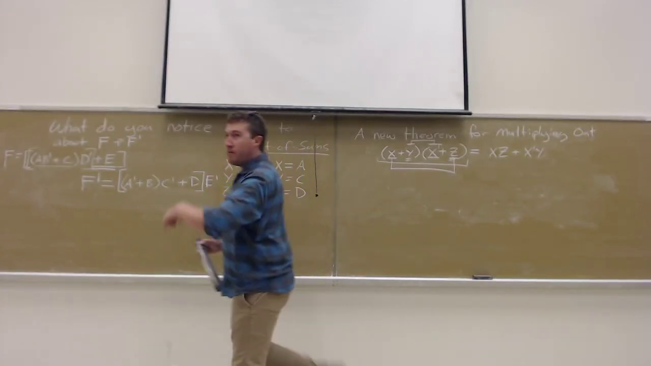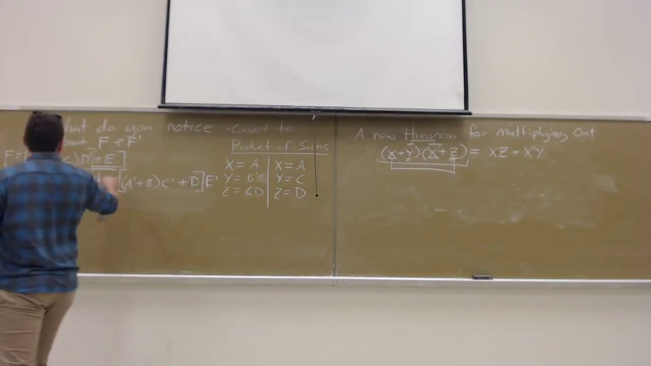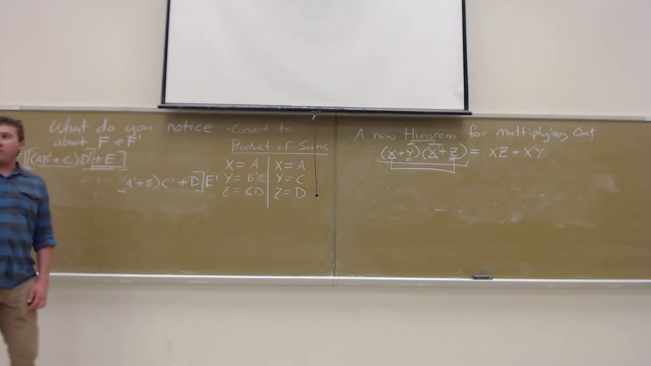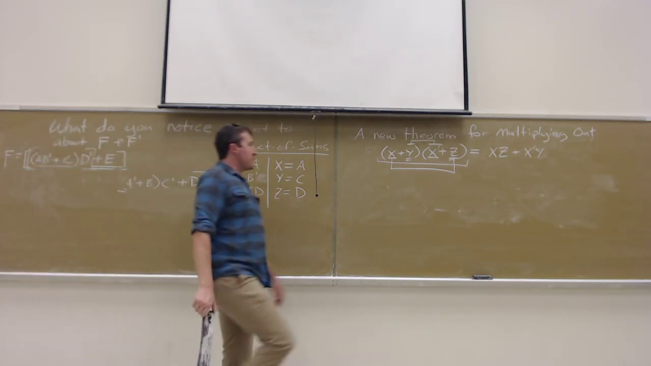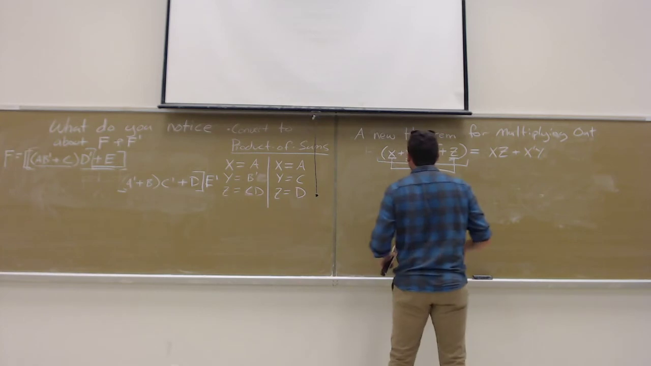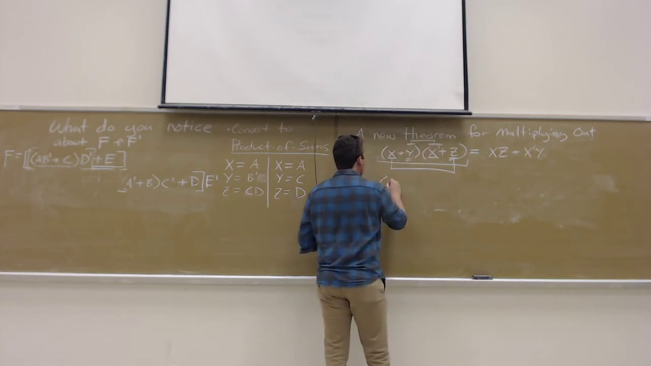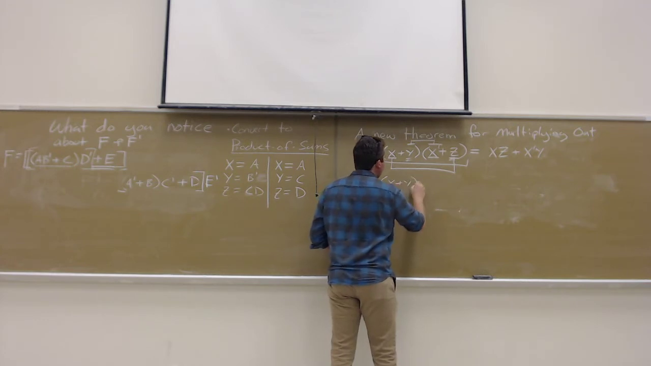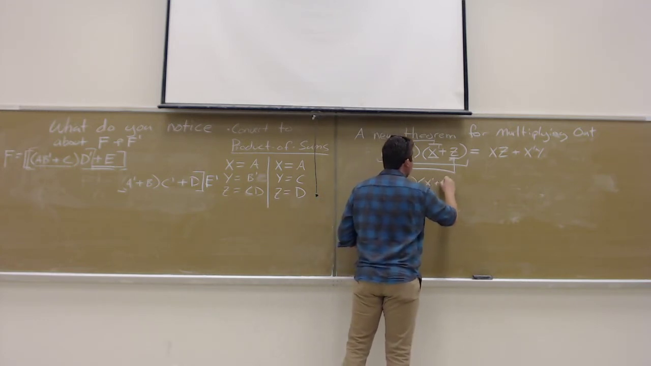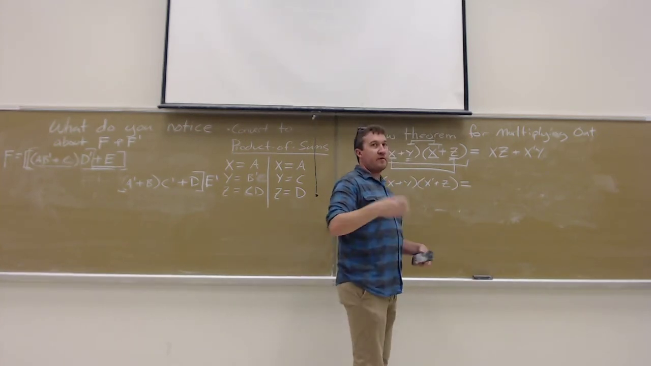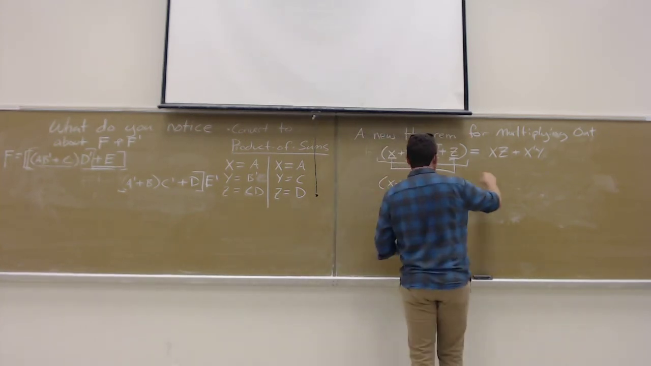Can I erase this afterward? So it's not like FOIL or something? What's that? So it's not like FOIL? It's kind of like FOIL, right? It's just we're going to skip some steps. What if we FOILed this out? So x or y and x prime or z. We did FOIL, right? First, outside, inner, last. Is that what it is, right?